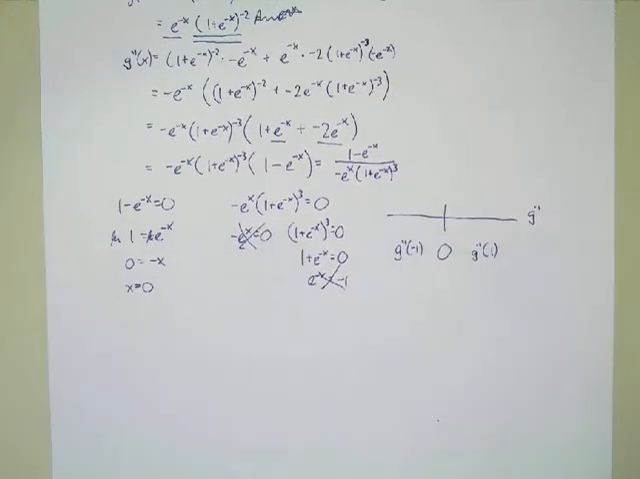All right, so what might be a good number to pick here? Negative 1. All right, let's try g prime prime of negative 1. And we'll try g prime prime of positive 1.